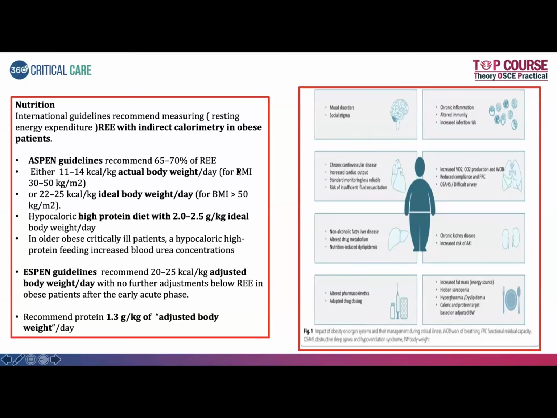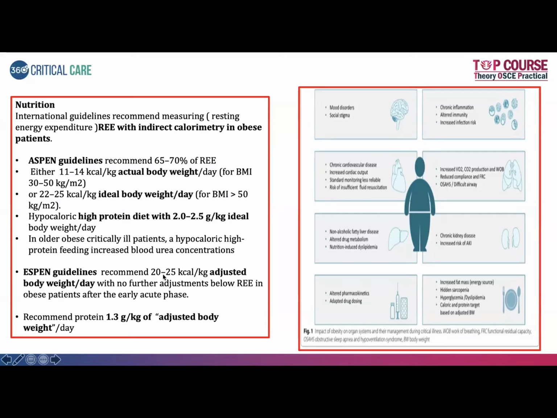And if the BMI is between 30 to 50. If the BMI is more than 50, then you consider 22 to 25 kilocalories per kg ideal body weight. So based on the BMI, you have to choose between actual body weight and ideal body weight. If it's actual body weight, 11 to 14; ideal body weight, 22 to 25. And a hypocaloric high protein diet with 2 to 2.5 grams per kg. This is as per the ASPEN guidelines. It is based on urea concentration. So this is the ASPEN guideline.